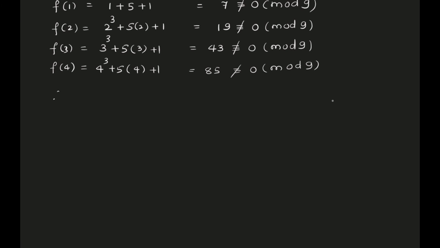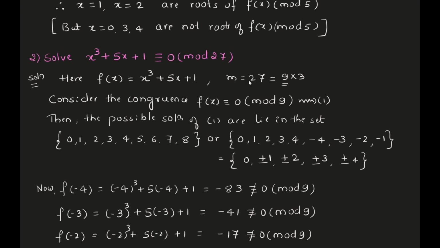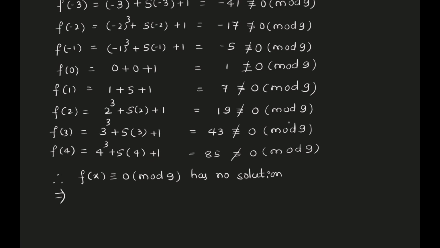That's why we can conclude that f of x congruent to 0 mod 9 has no solution. Since we expressed 27 as 9 into 3, and for 3 the solution set is 0, 1, 2, which comes under the 9 set only, that's why f of x congruent to 0 mod 9 has no solution.